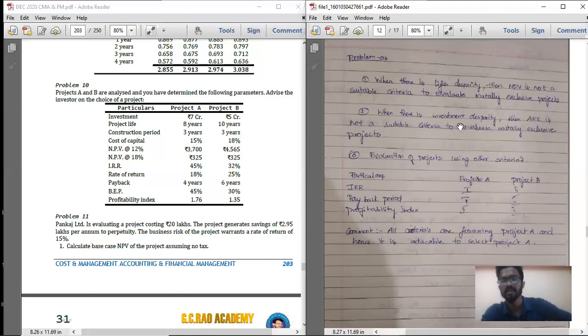Again, when there is investment disparity, then ARR, that is accounting rate of return, is not a suitable criteria to evaluate mutually exclusive projects. See, when investment goes higher, your return also will be higher because you are going to invest a lot of amount. The return which you are going to expect is also more.